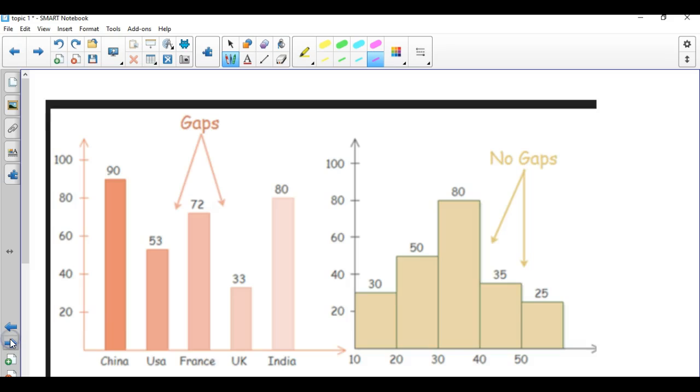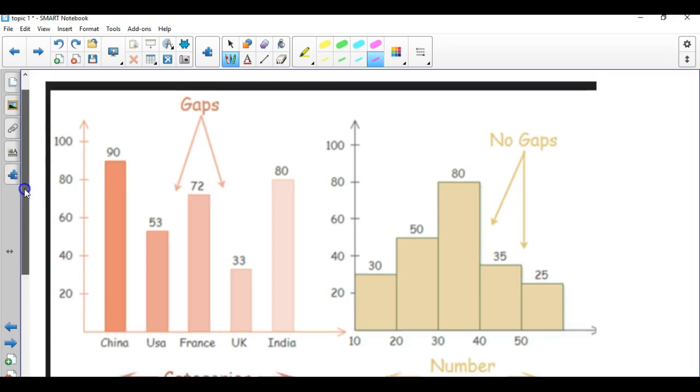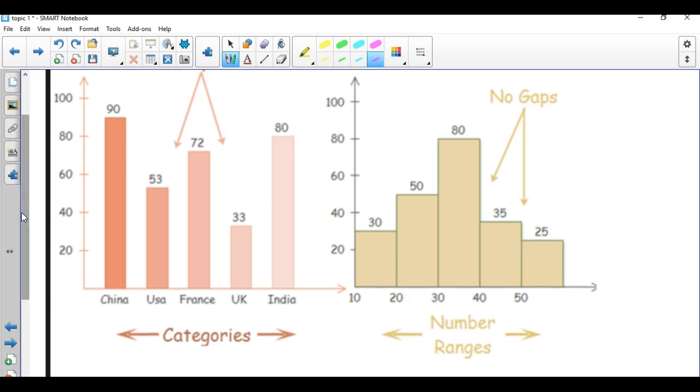The next slide I have is the difference between a bar graph and a histogram. The big thing is with the bar graph, you'll notice that there are spaces or gaps in between each category. And the categories below are categorical variables. So that gives us the definition of a categorical variable. This is where people are from, what country they are from: China, USA, France, UK, or India.